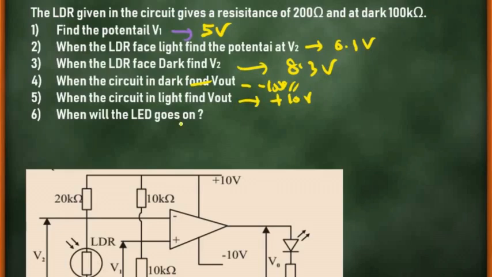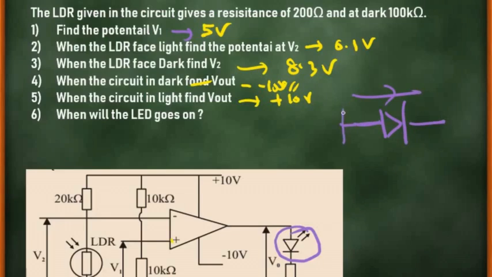When will the LED go on? Right, so we can find that answer from here as well. So if the potential, now you can see this is an LED, it acts as a diode. The diode will send the current in the forward bias direction. So potential here A, let's say B, A has to be greater than B.